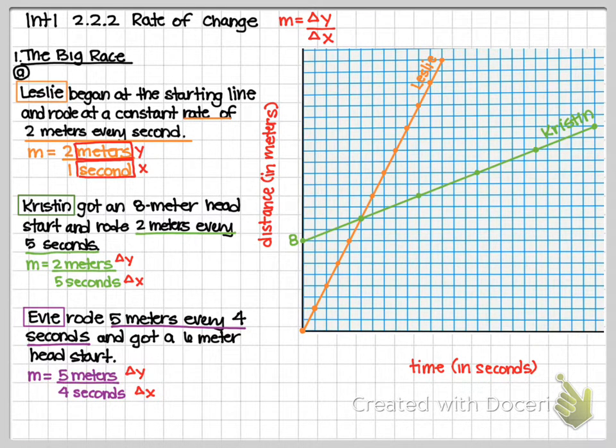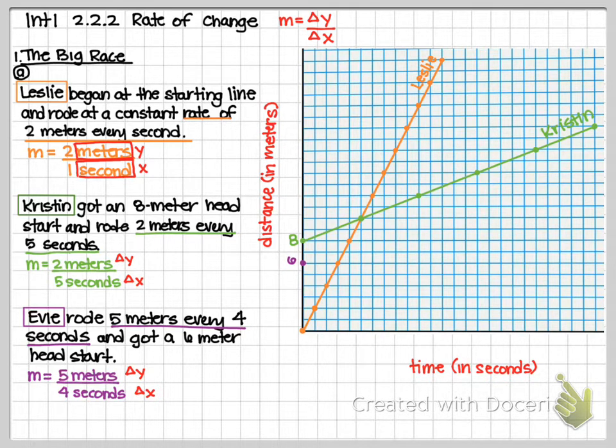Okay, so check your slope against mine. I know that she went 5 meters every 4 seconds. And then let's go ahead and graph this one. I see that she has a 6-meter head start. So kind of like Kristen, she got to start before Leslie for some reason. So we're going to go up on the distance axis to 6, and we're going to plot that as her starting point.